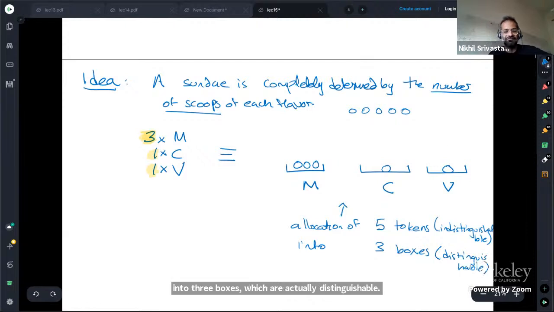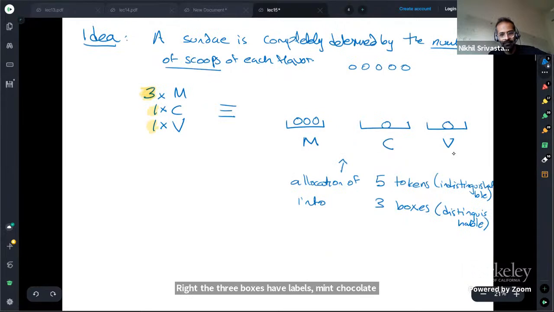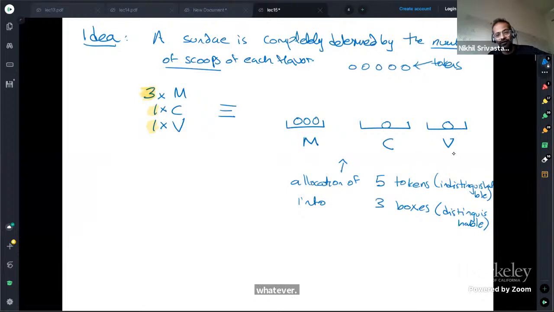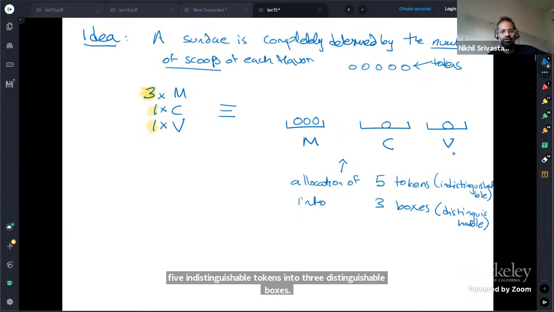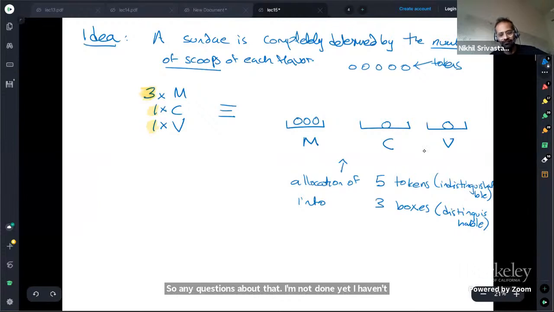Right? The 3 boxes have labels: mint, chocolate, and vanilla. The balls don't have labels, or the tokens, or whatever these are. So that means if I want to count the number of sundaes, I can count the number of allocations of 5 indistinguishable tokens into 3 distinguishable boxes. So any questions about that? I'm not done yet. I haven't counted the latter, but what I've essentially done is provided a bijection.